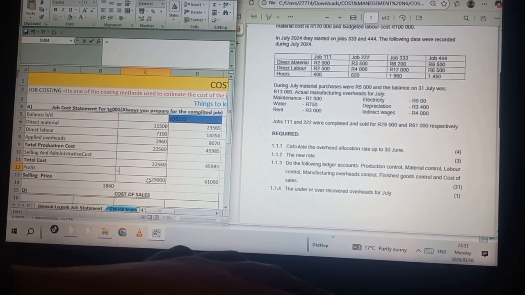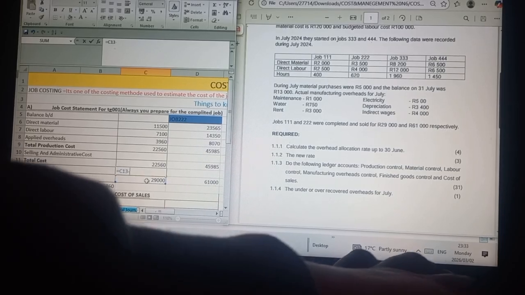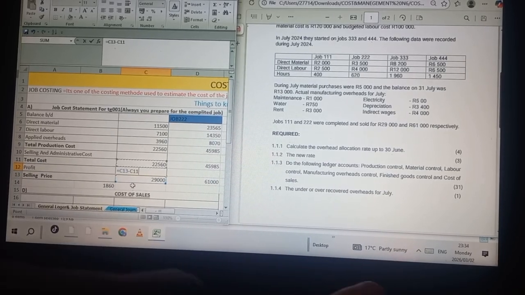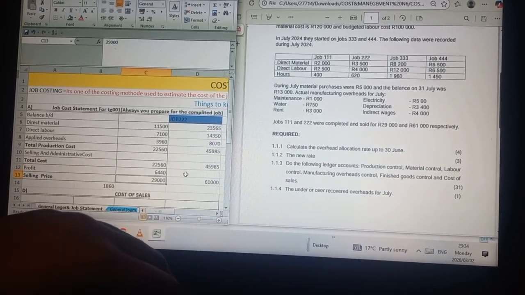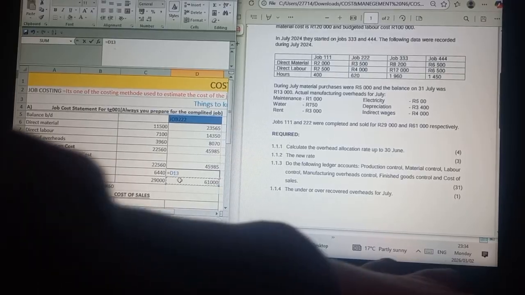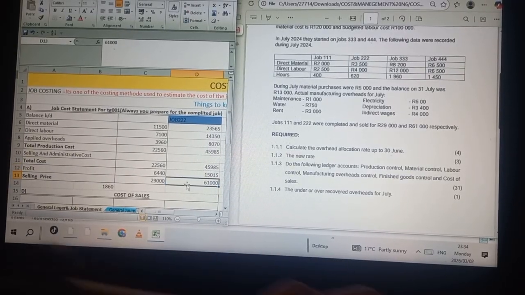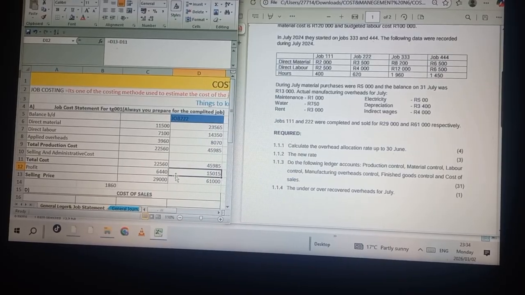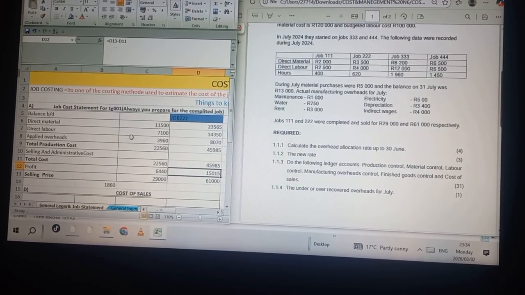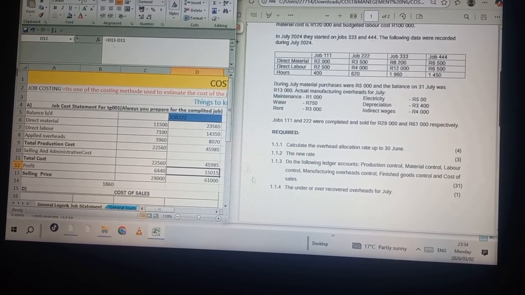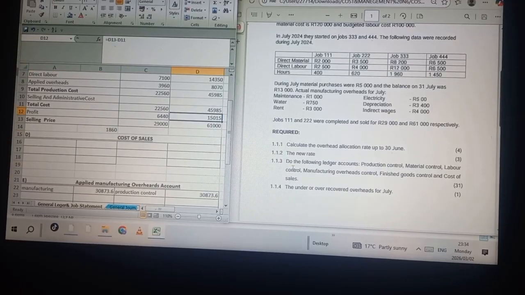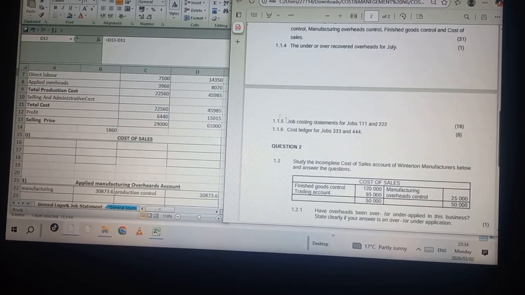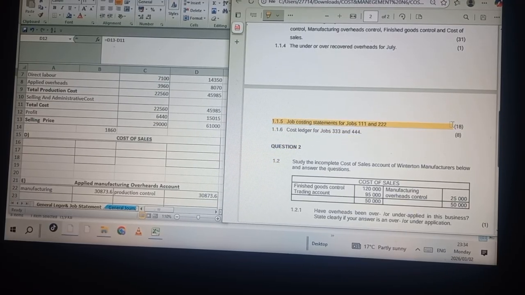So now we need to find the difference. 29,000 minus the total cost, you get your profit. This is our profit. This is how you get your profit. This is how you do your job cost statement for both jobs. We are done with our 18 marks.